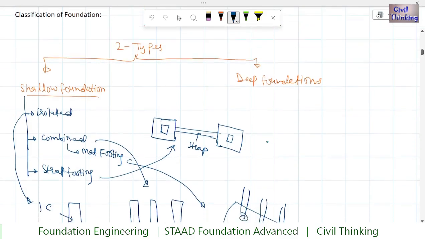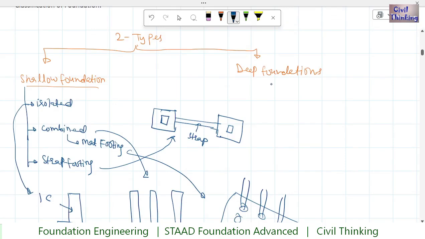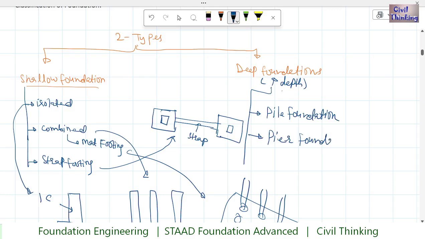Now let us move on to the deep foundations. In the deep foundations the depth is large, large depth. So here we can have pile foundation, we have pier foundation, and we can also have caisson or well foundation.